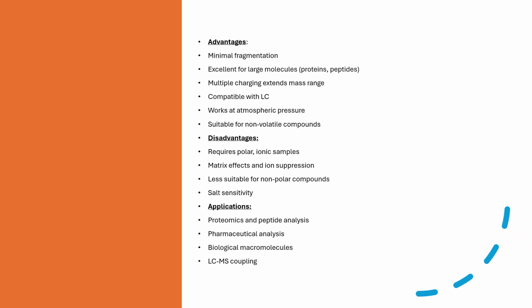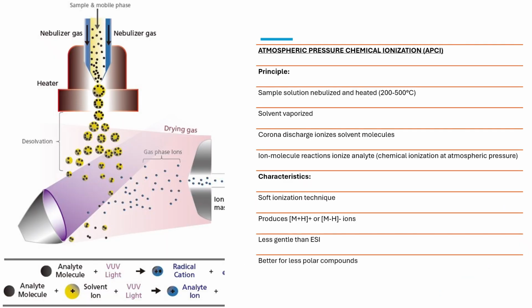Despite these limitations, electrospray ionization is absolutely dominant in proteomics, pharmaceutical analysis, and pretty much any application involving biological macromolecules. Next up is atmospheric pressure chemical ionization. This is sort of a middle ground between ESI and older techniques.